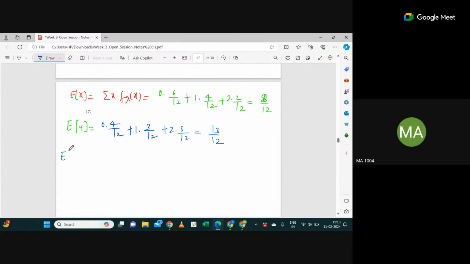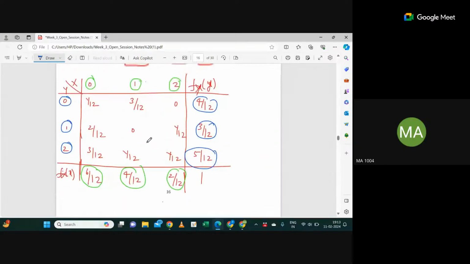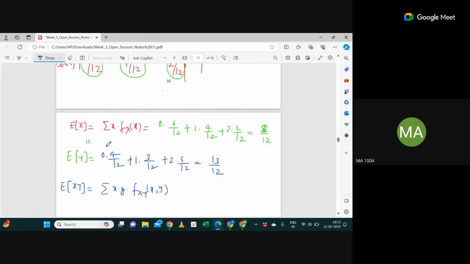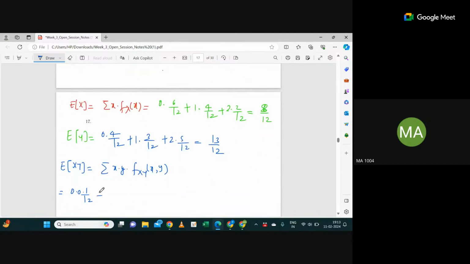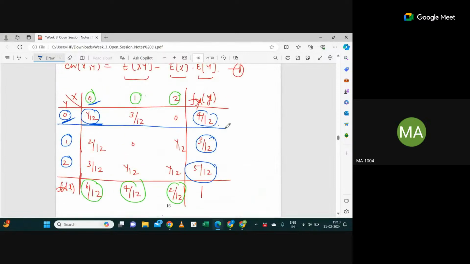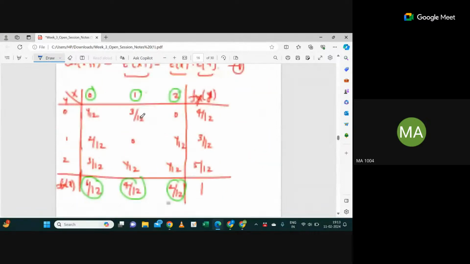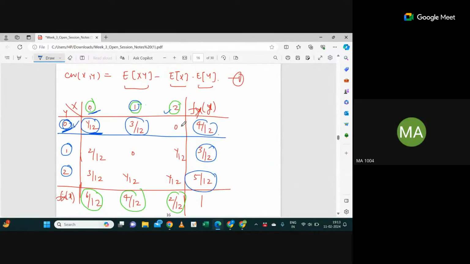Now, expectation of x into y, that means what? We have to do summation of x into y into the joint PMF, right? So we have to be a little bit careful, because if you see the value 0 into 0 into this probability, don't take this or this one, because this is the joint probability for this value and this value. So it will be 0 into 1 by 12 plus, let's fix it for the first row. Then 0 into 1 into 3 by 12. Everyone is getting how I'm taking the values, right? Then 0 into 2 into 0.